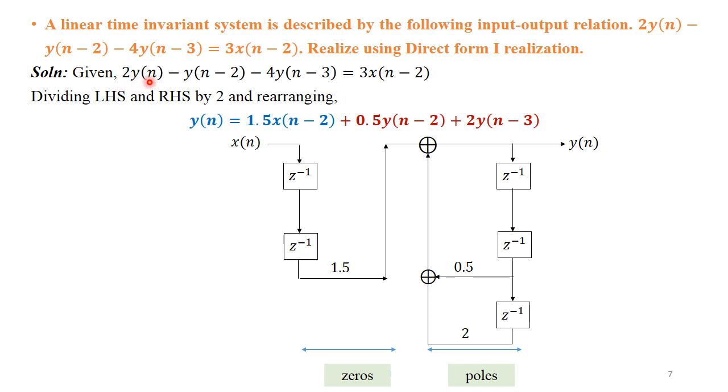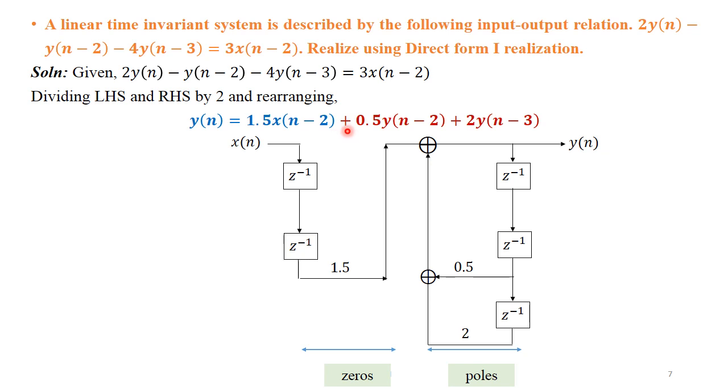Therefore, divide this complete given equation by 2 so that we obtain 1 as the coefficient of y of n. Then rearrange the terms so that on the left hand side we retain only y of n, and on the right hand side all other terms. So after dividing by 2 and rearranging, we get the final expression for y of n. The number of steps required to get y of n here is quite less. This is the expression we are going to have with respect to realization.